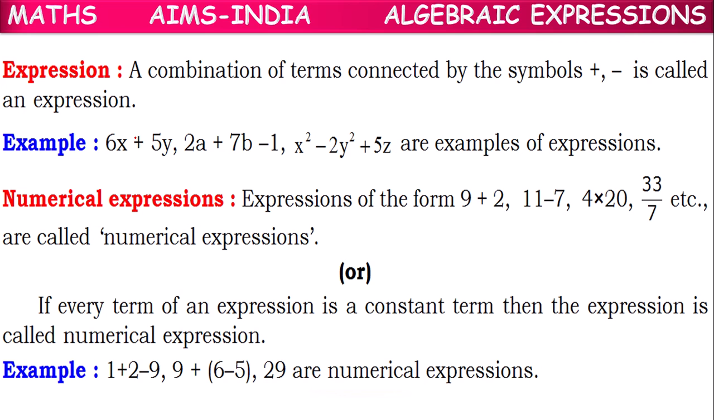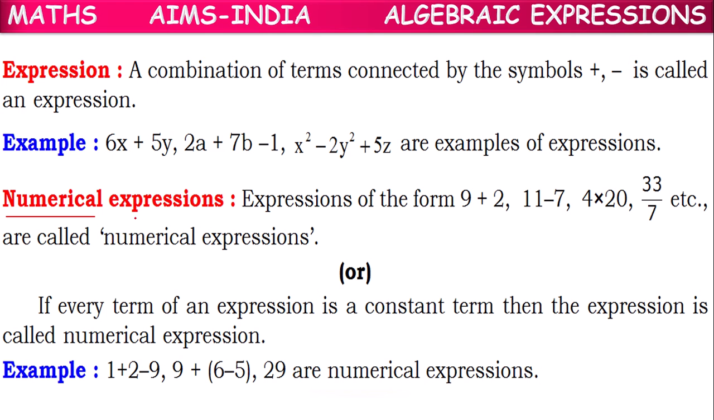Next, x square minus 2y square plus 5z. Here the first term is x square, the next term is 2y square, the third term is 5z, combined by the minus operator and the plus operator. This combination also is an example of an expression. These are all examples of expressions.